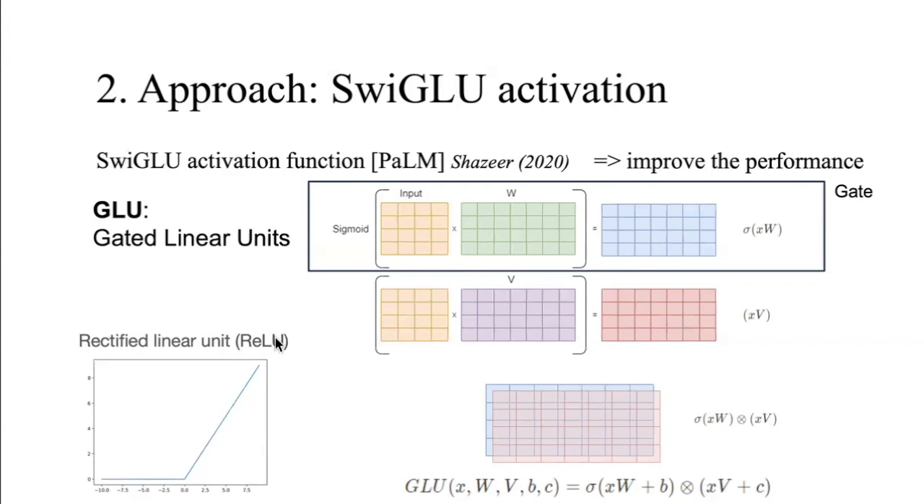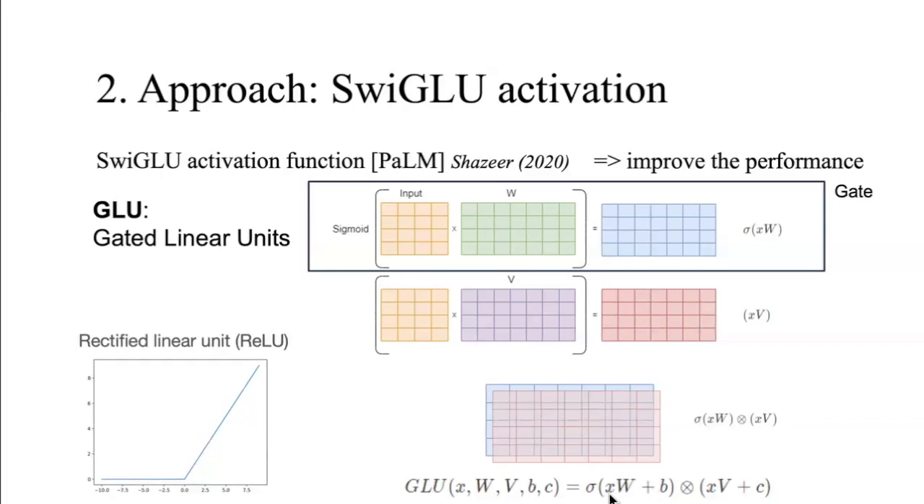Instead of using this simple ReLU, they do a linear transformation of the inputs, W, and this is the gate. They apply a sigmoid, so the values are between 0 and 1, to simulate the gate function. And then they also do a linear transformation on the input for the values over here. Then they can do the gating by element-wise multiplication between these two matrices. So this is the GLU, right?